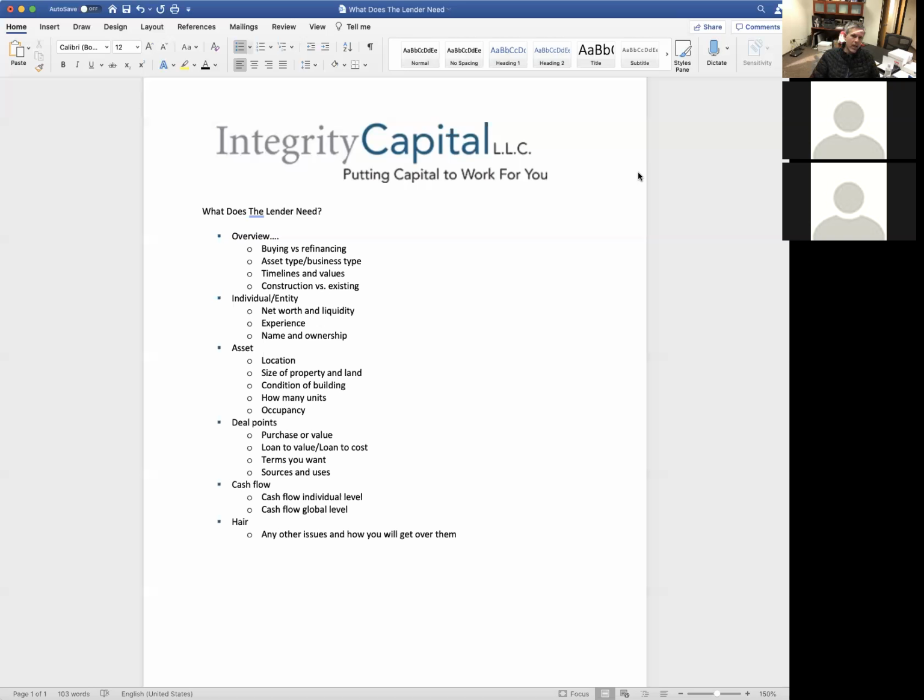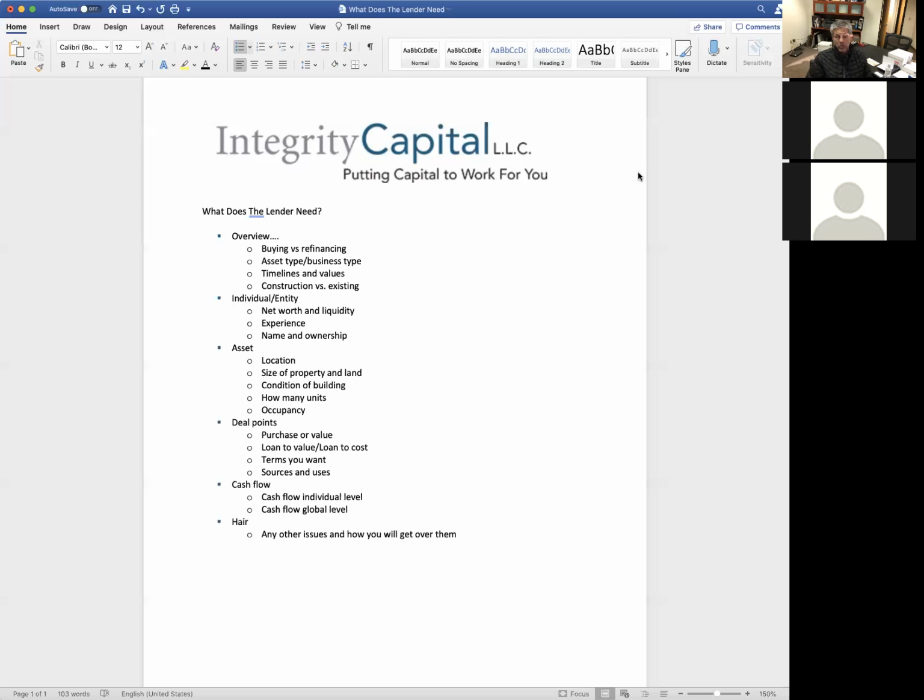Deal points. Again, what's the purchase price? What's the value that you think it's worth? Maybe even why you think it's worth that. Just something to think through. Loan to value that they're looking for, loan to cost is a big one for them. The terms that they want, 25-year amortization, fixed for 5 years, and this is the rate we're looking for. Lenders like to see what you're asking for. So it's not just the deal points, but what do you want? And that just helps flush some people out.